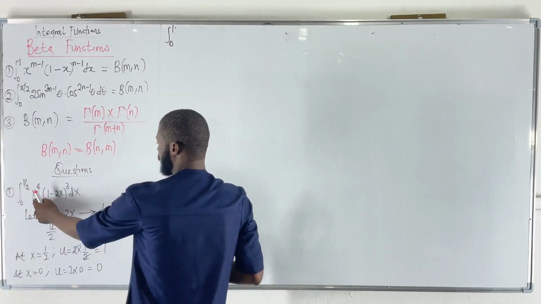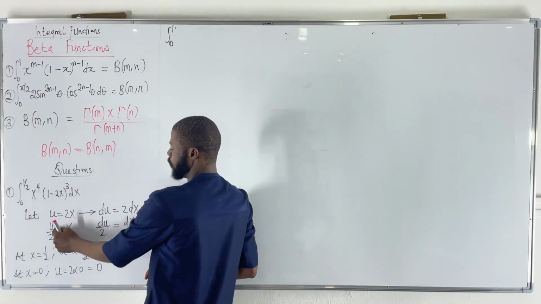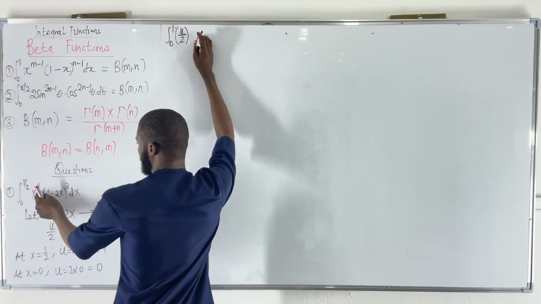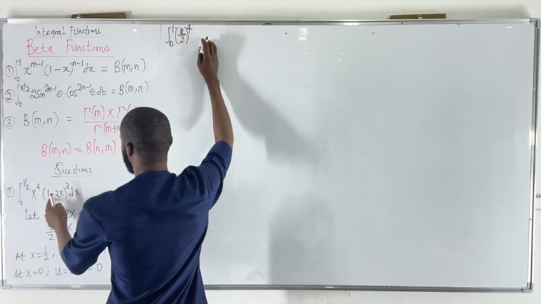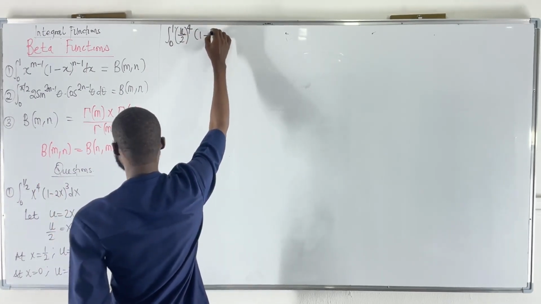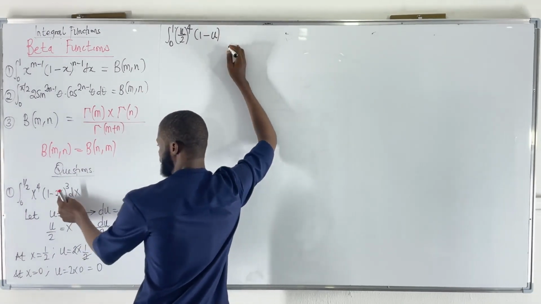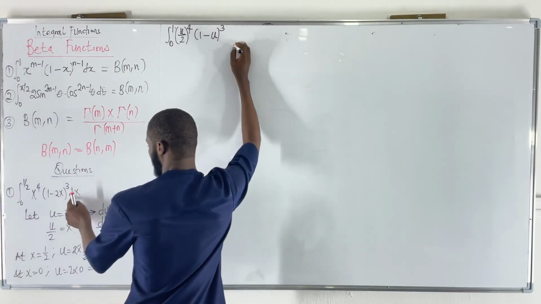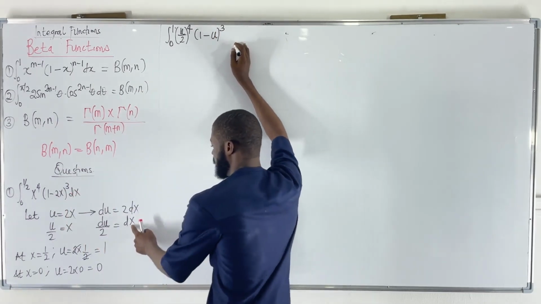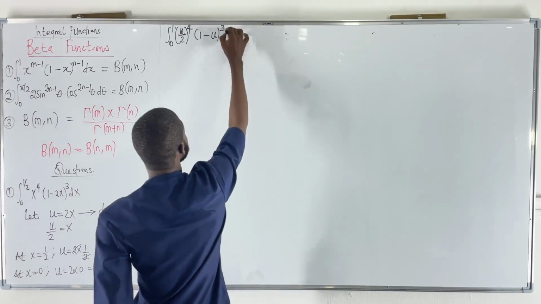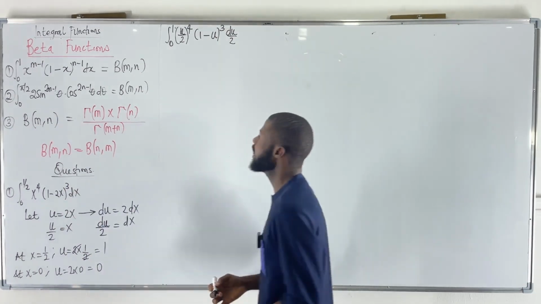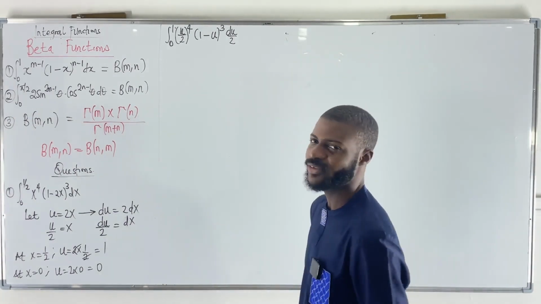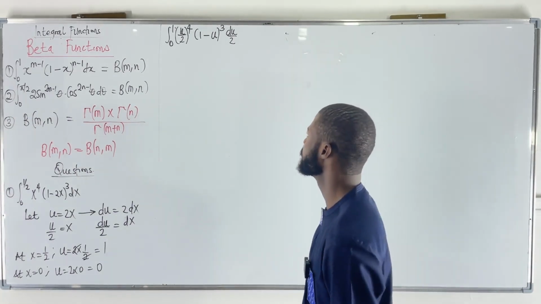Then this is x, but our x is u over 2. So this is u over 2, everything raised to the power of 4. And then we have 1 minus u, because this 2x here is now u, raised to the power of 3. Now what is dx? dx is du over 2. Our main aim is to make sure that there are no x's anymore, and currently all of the x's are gone. So what's left is u.